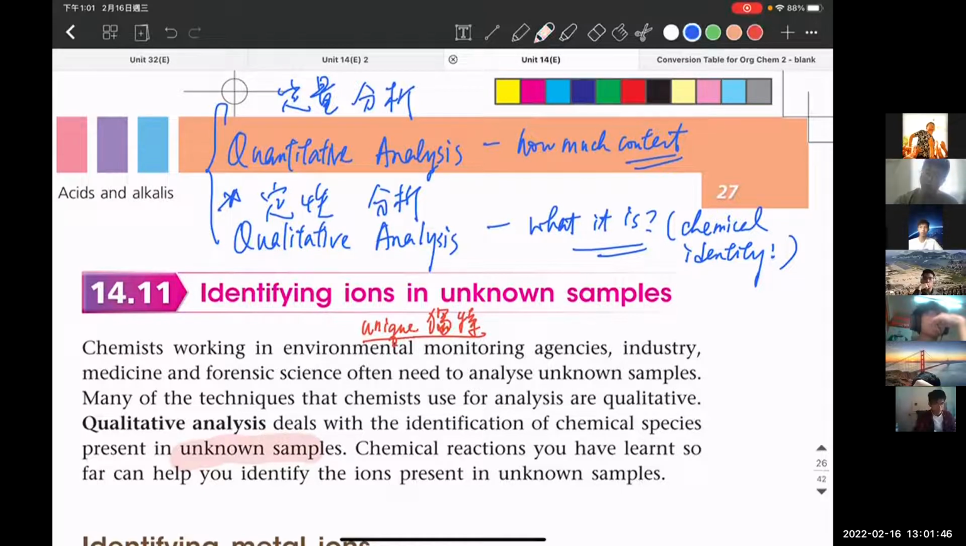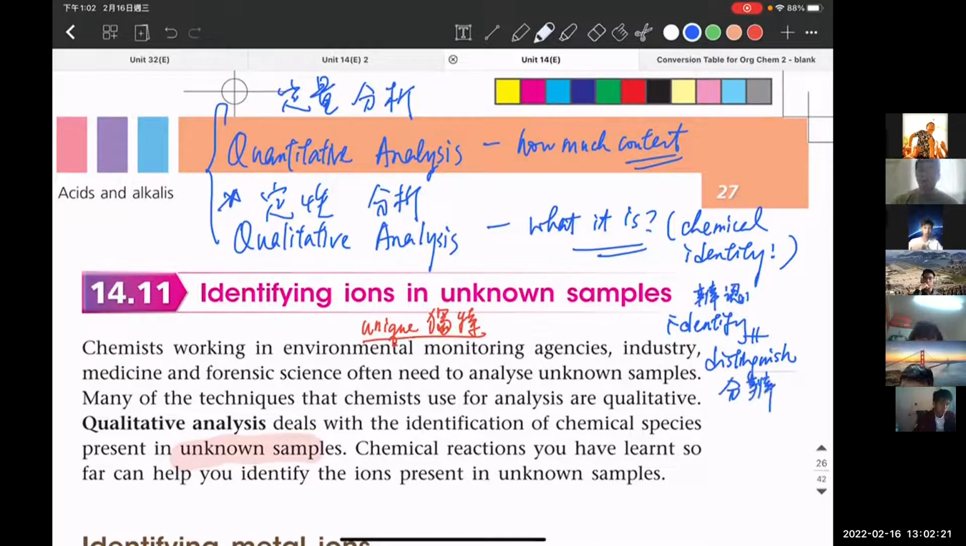So you may have heard of one more term: identify and distinguish. Now these two terms are different. Identify means I really know what it is. Distinguish means I know the difference. Do you understand? Okay. 辨認, 分別 or 辨別. So the meaning behind is a little bit different.